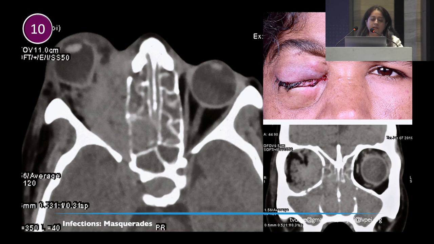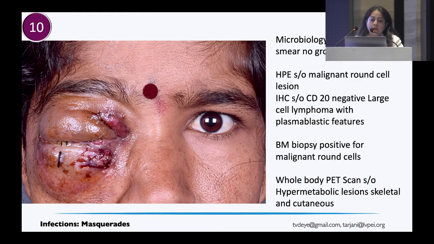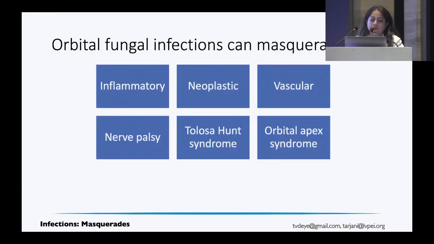Just the last case: everything that looks like cellulitis is not always cellulitis. This to me looked very much like cellulitis. This is an HIV positive patient. But on biopsy, it turned out to be a high-grade lymphoma. We eventually lost this patient. She had multiple metastases all over. This is her after the biopsy. And about a month into the treatment, we lost the patient.